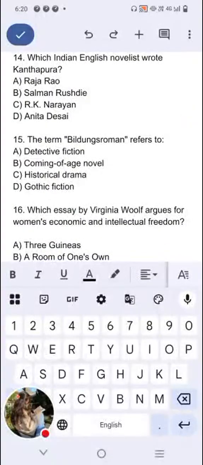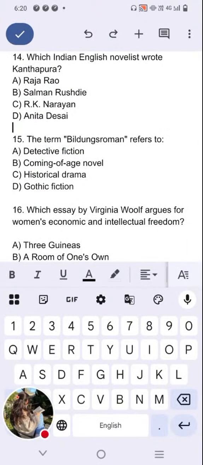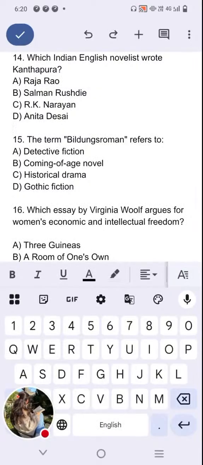Next question, which Indian English novelist wrote Kanthapura? Option A, Raja Rao. Option B, Salman Rushdie. Option C, R.K. Narayan. Option D, Anita Desai. Which Indian novelist wrote the work Kanthapura? It's a very famous work of this person. And this person is part of the three main novelists.